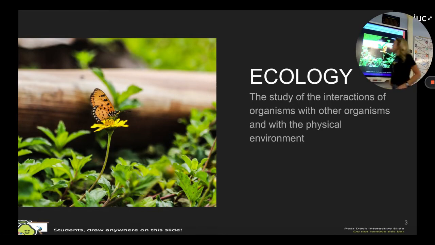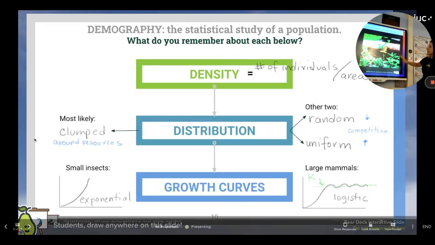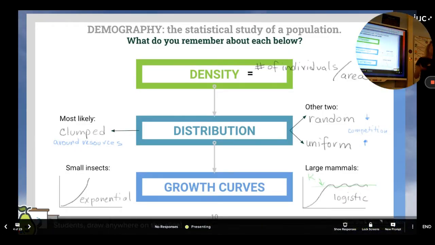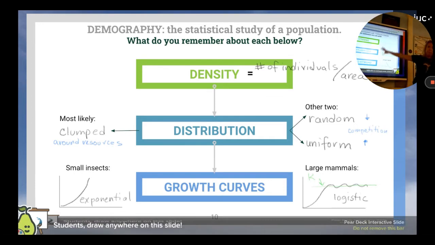So we're talking about population ecology, which is the study of interactions of organisms with other organisms. In population ecology, it's within their population primarily, right? And with their physical environment. And if you remember, when I first introduced this chapter, I had you do the summary on that.